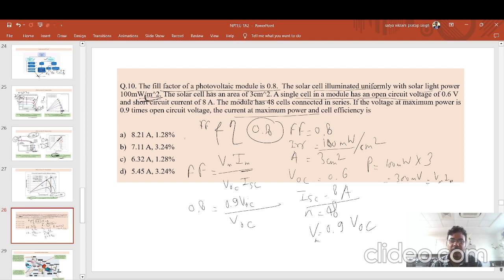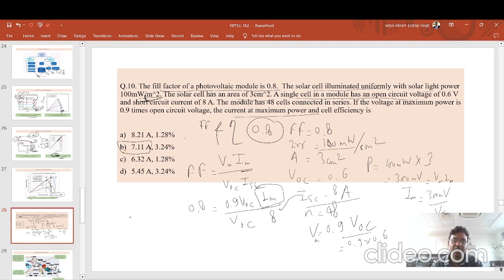You can place it here also, by calculating this Im from here: the 300 mW divided by this Vm, which is given as 0.9 times VOC, that is 0.9 multiplied by 0.6. By putting this value and this ISC, which is already given as 8, you can find out this Im current. It will come to nearly 7.11 amps.